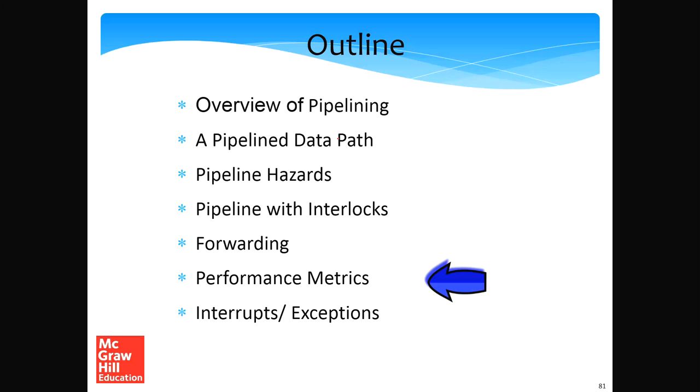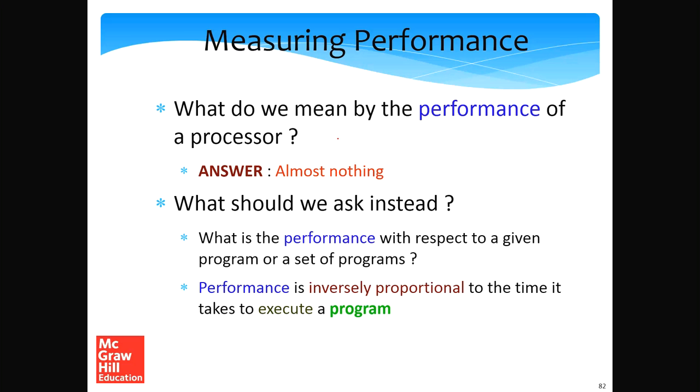Alright, so now that we have seen forwarding, we can move on to the performance metrics of how to find out if a pipeline is fast or slow. So what do we typically mean by the performance of a processor? People will say one processor is faster than the other. So what do we mean by that? Well, the answer is almost nothing.